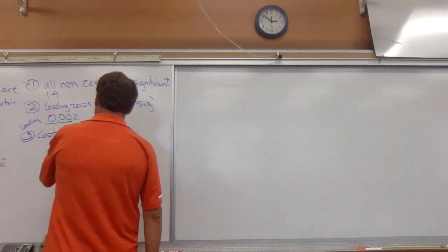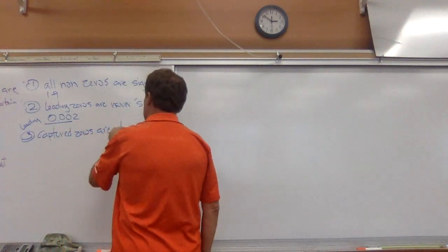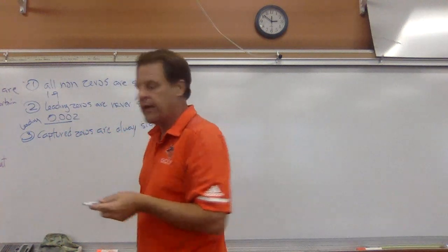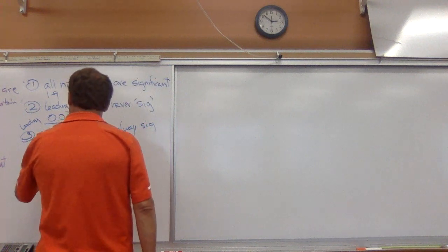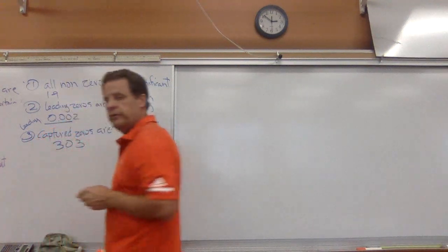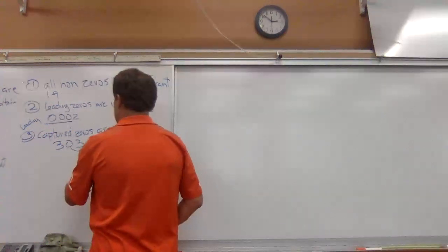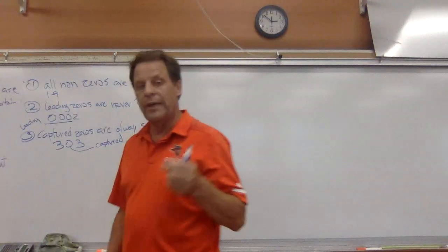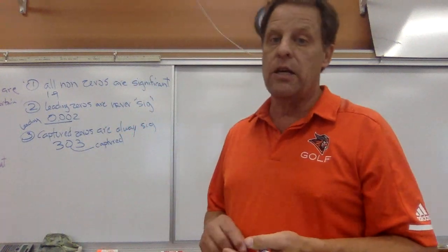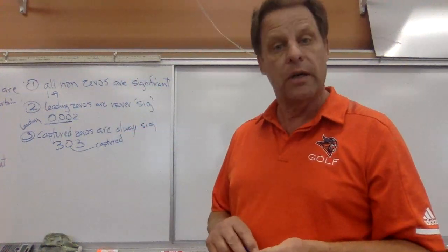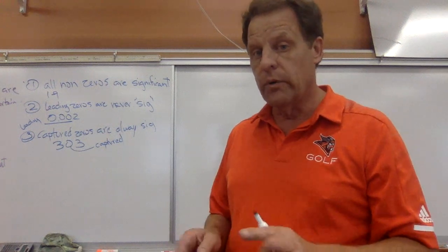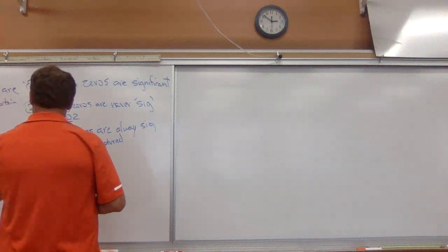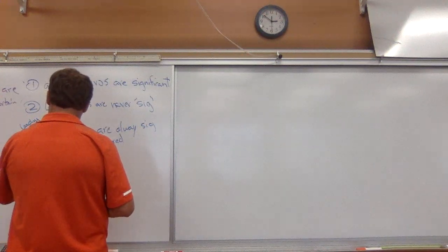Captured zeros are always significant. An example of a captured zero would be 303. So this right here is captured. Any zeros between non-zeros are always going to be significant. Okay, which leads to our last rule, which is going to be trailing zeros.